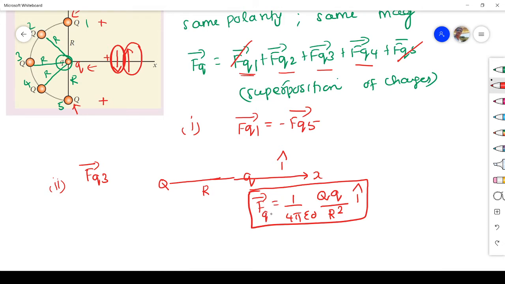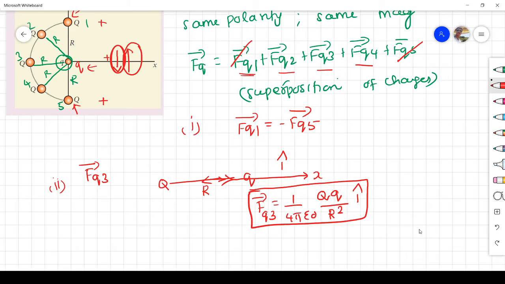F_Q3, force on charge Q by 3, right? We are using Coulomb's law, right? Instead of r cap, we are putting i cap because the unit vector is along the x direction. Because force, what will happen? This charge either attracts or repels this charge along the x direction only. It may repel like this or attract in this direction, but it is lying in the x direction. So we put i cap.